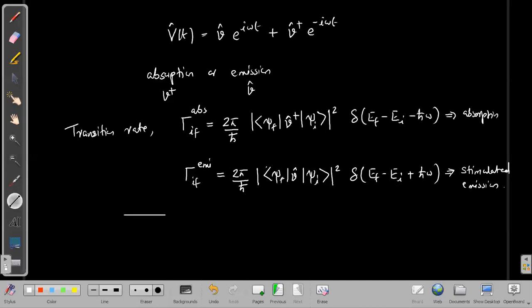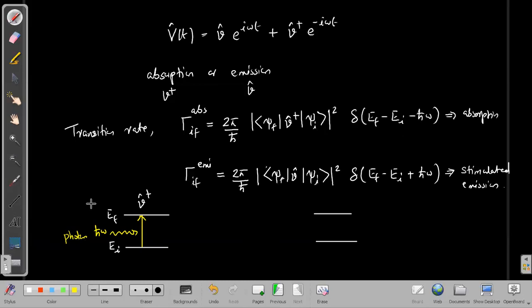So you can summarize it using a figure. Suppose you have two states. The term V dagger refers to absorption, that is, the system moves from the initial energy EI to the final energy EF by absorbing H cross omega energy, and this H cross omega energy I can refer to as a photon.